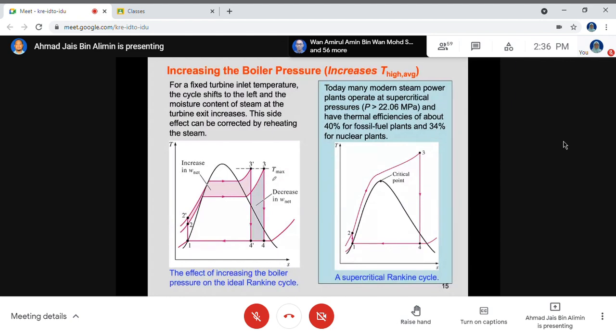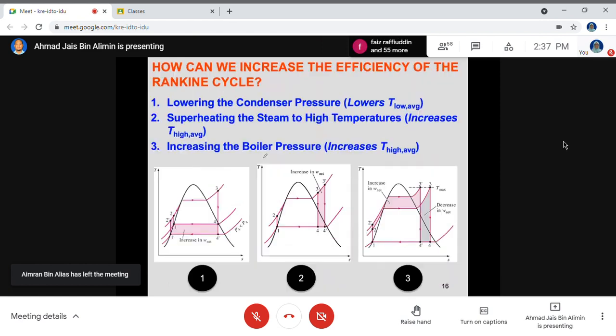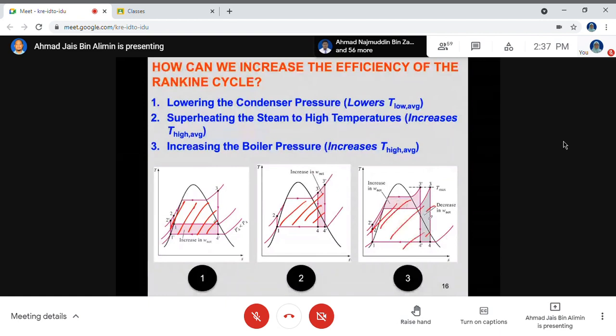Step number 3, for a fixed turbine inlet temperature, okay, you increase the boiler pressure. So by increasing the boiler pressure, you will increase the temperature. So you can do this for a few times. So 3 options. Kenapa buat 3 pendekatan ni? Sebab kita nak tambahkan ruang di dalamnya. We want to increase as many as possible, as much as possible.